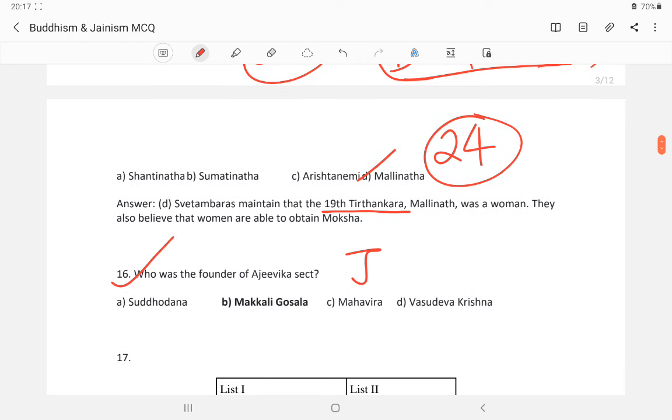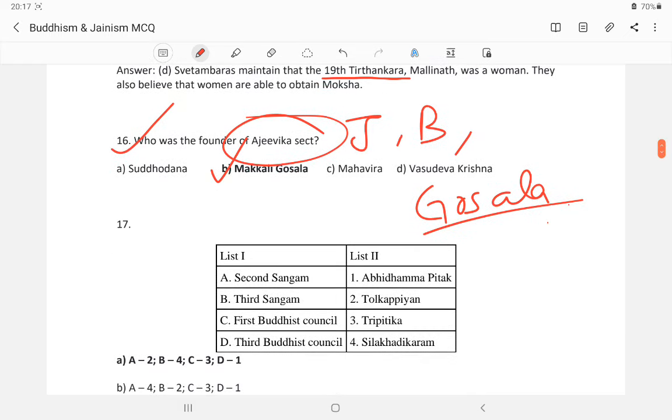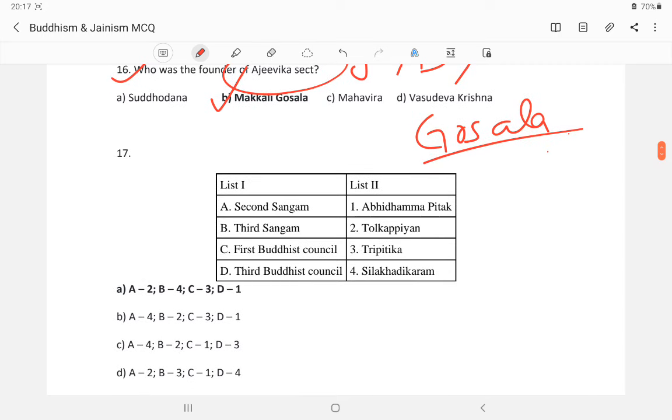The Ajivika sect existed at the time of Jainism and Buddhism. The founder of the Ajivika sect was Makkhali Gosala.